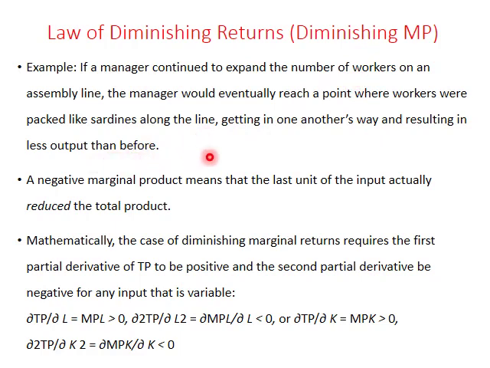That means a negative marginal output appears. And this means that the last unit of the input actually reduces the total product. The last worker will have a negative value of marginal product, which decreases the total product. Mathematically, the case of diminishing marginal return requires the first partial derivative of total product to be positive and the second partial derivative to be negative. These are the criteria for diminishing marginal returns.